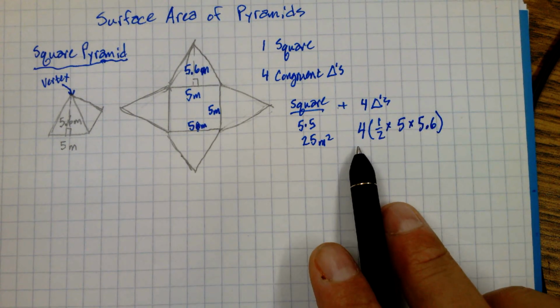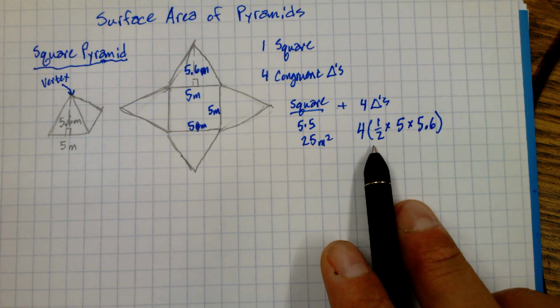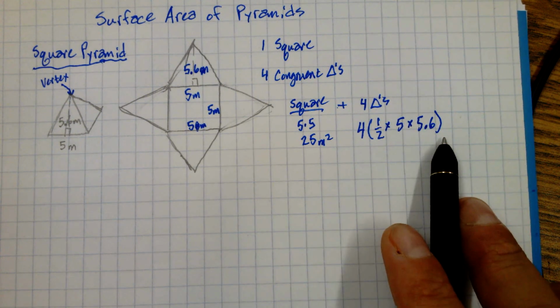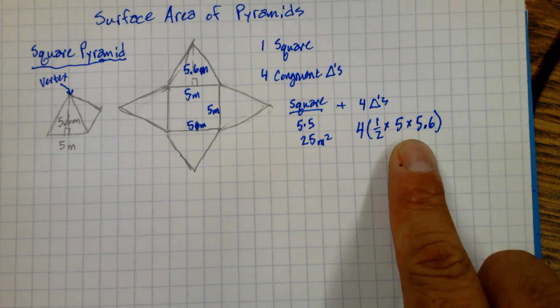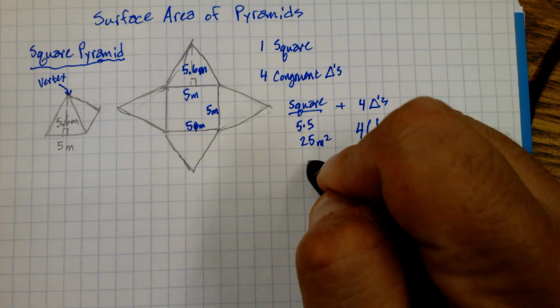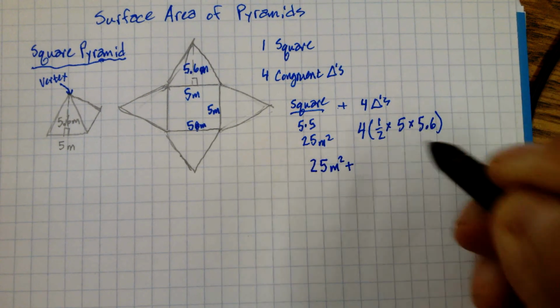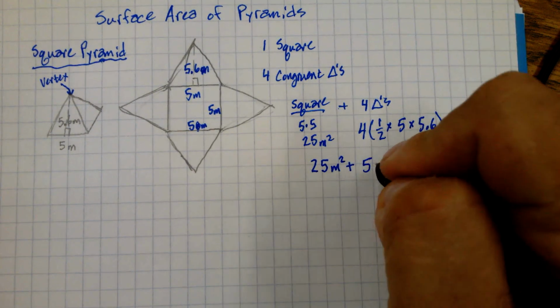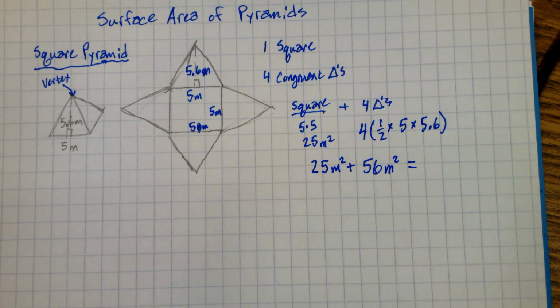You could have thought ahead and said, okay, we got 4 times 1/2, which is 2. Then it would be 2 times 5 times 5.6. Or just let the calculator do it all. You do 4 times 0.5 times 5 times 5.6. That's 56 square meters.